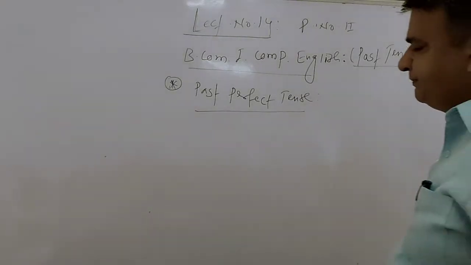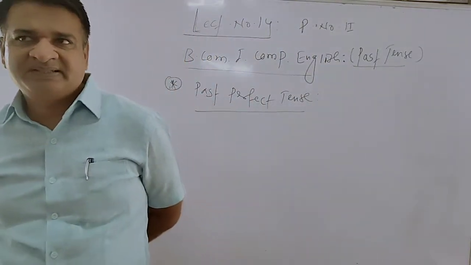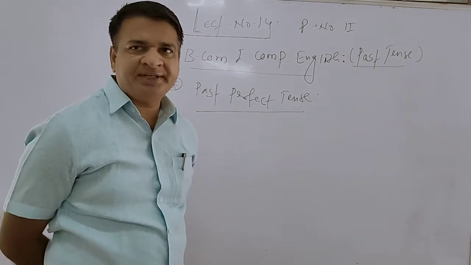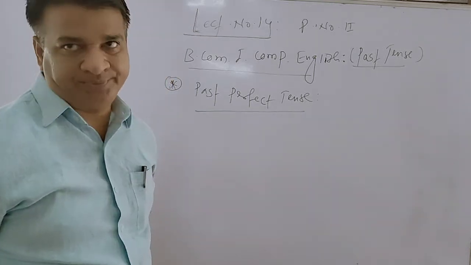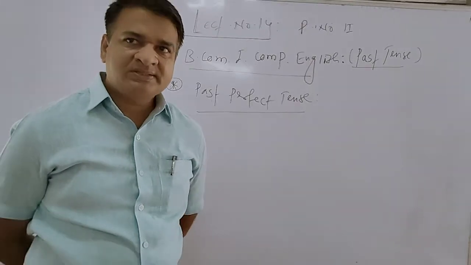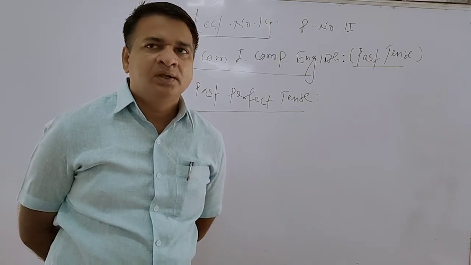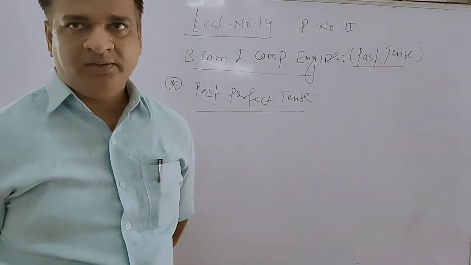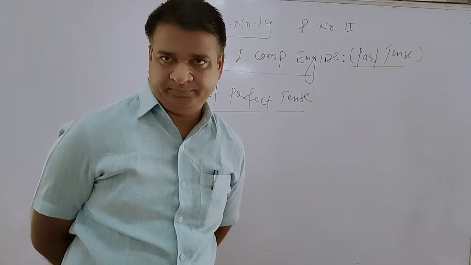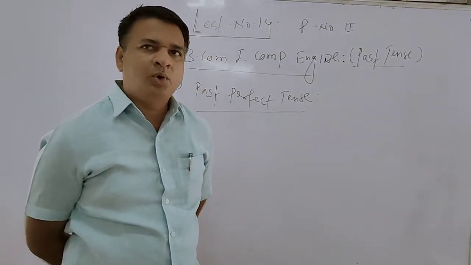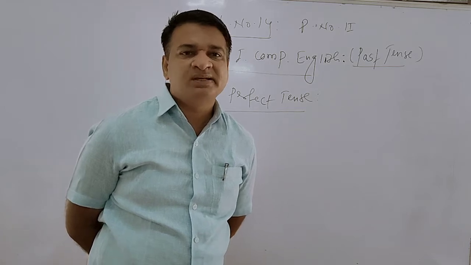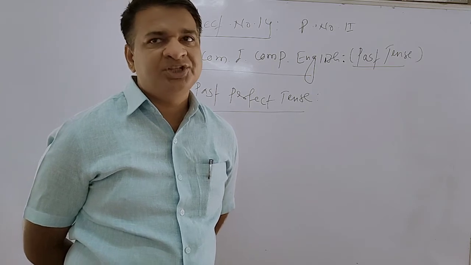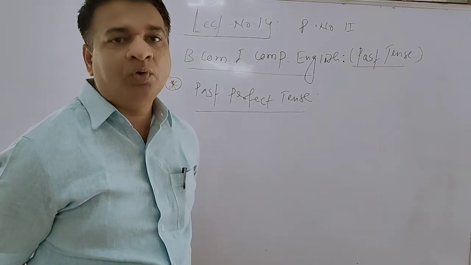Good morning, students. Today, after the simple past tense and past progressive tense, we are going to study past perfect tense. Simple past tense, past progressive tense, and past perfect tense are correlated with each other. When we want to talk about the past progressive, you have to take the support of simple past. For example, I was watching the movie when you called.